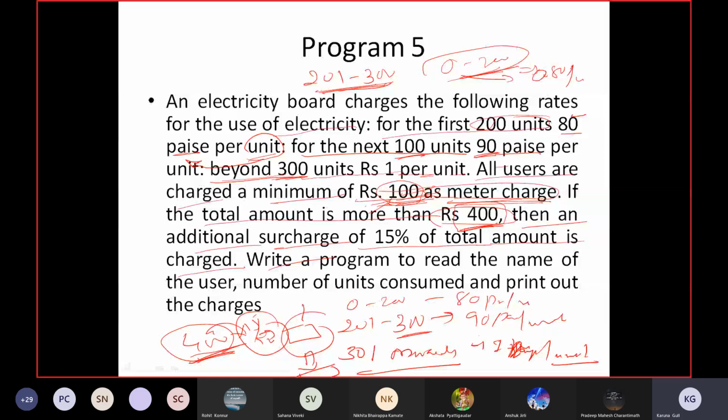So if I got a total amount of something like 500 rupees, then 15% of this is 500 into 15%. So how much is this?